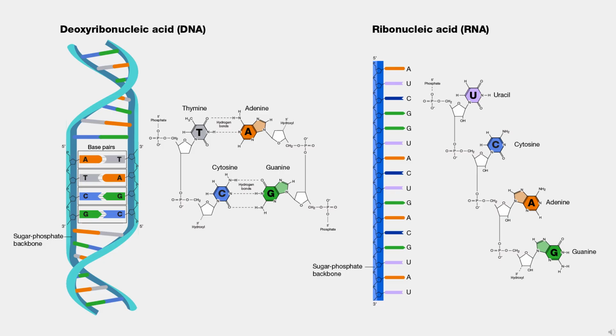A and G are categorized as purines, and C, T, and U are collectively called pyrimidines. All nucleic acids contain the bases A, C, and G. T, however, is found only in DNA, while U is found in RNA.